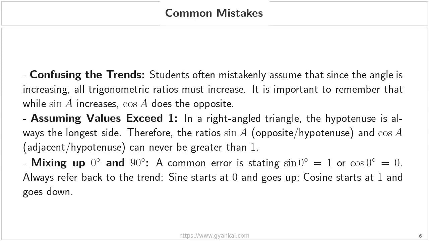Finally, a very common error is mixing up the starting and ending values at 0 and 90 degrees. You might find yourself accidentally stating that sine 0 degrees equals 1 or cosine 0 degrees equals 0. If you ever feel unsure, don't panic. Just refer back to the trends we studied in the previous slides. Just remember, sine starts at 0 and goes up, while cosine starts at 1 and goes down. If you keep these 3 points in mind, you'll have a much stronger grasp of these fundamental trigonometric behaviors.